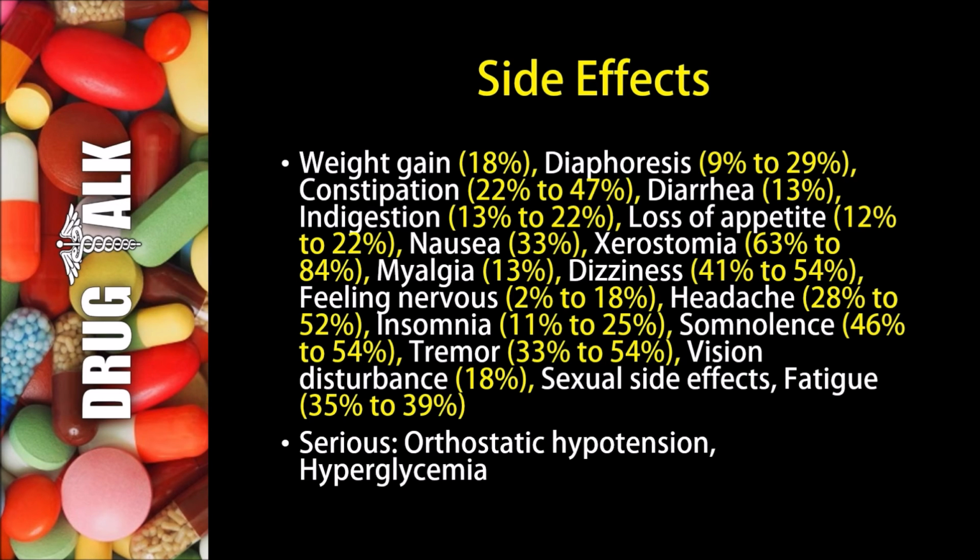somnolence. 33 to 54% may experience a tremor, and 18% may experience visual disturbances. Some patients may experience sexual side effects, and 35 to 39% may experience fatigue. Now, some more rare but serious side effects would be orthostatic hypotension, or a sudden drop in blood pressure when going from a seated to a standing position, or hyperglycemia, which would be an increase in blood sugar.